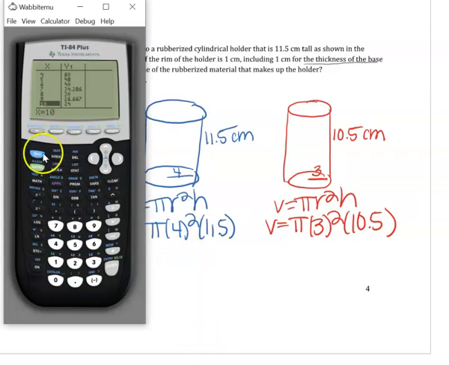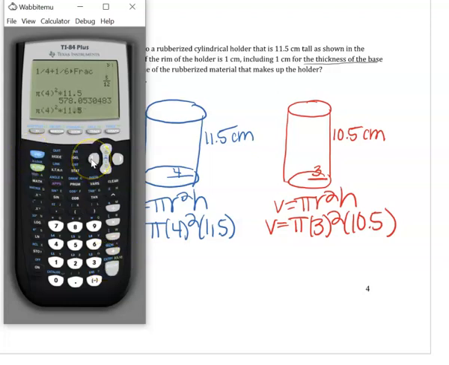All right, so what I'll do, let's figure out each of those. So I've got pi times 4 squared times 11.5. Oops, I need an 11 in there. All right, so that's the volume then of my outer figure.